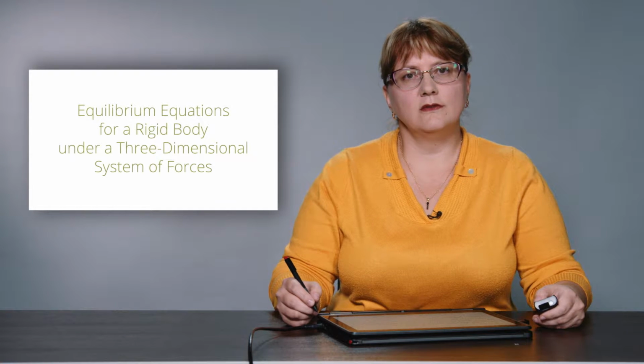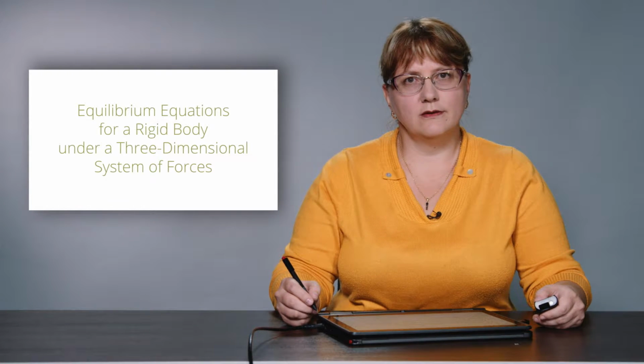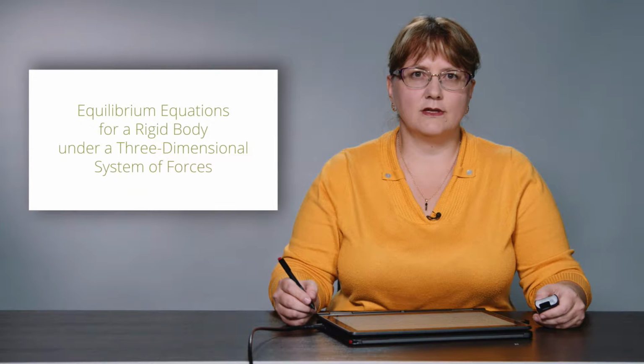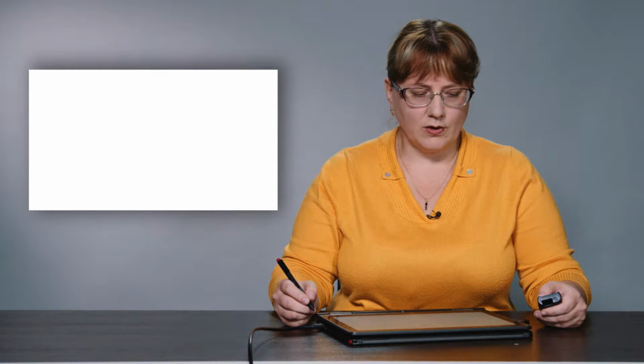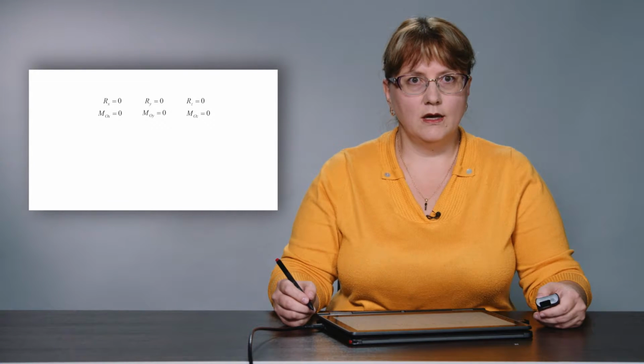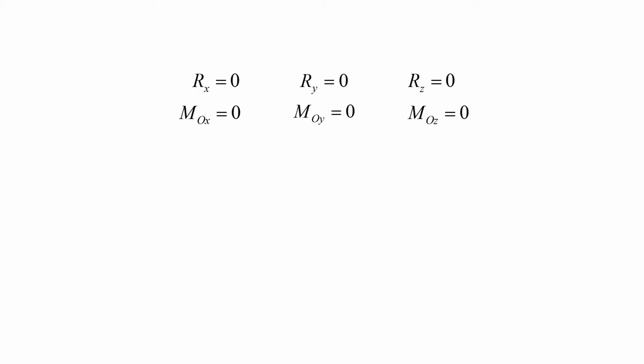Let us consider equilibrium equations for a rigid body under a three-dimensional system of forces. In this case, from the equilibrium conditions we obtain 6 equations to determine the projections of the principal vector on the axis x, y, z, and the projections of the principal moment on the corresponding axis being equal to 0.